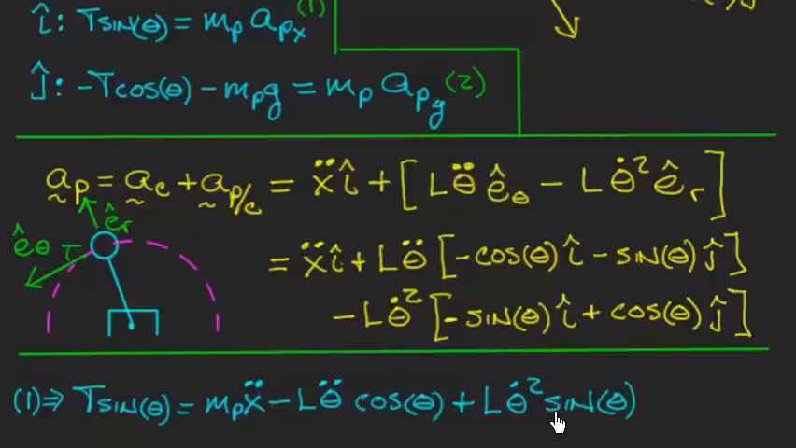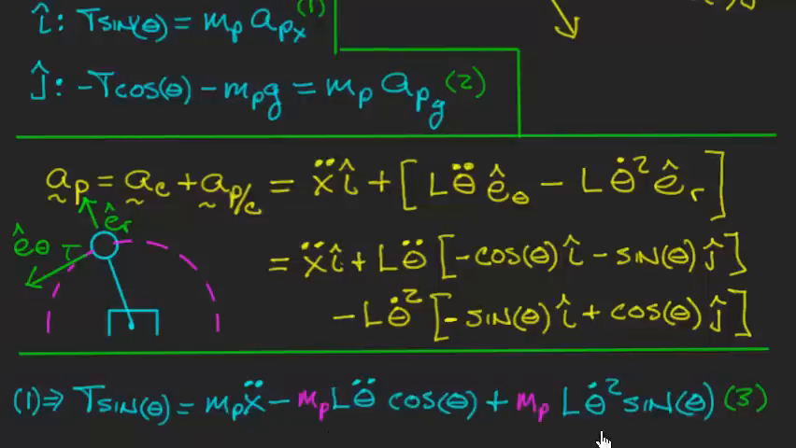So there's my new equation number one, which I'm going to call equation number three now. I just realized I made two small mistakes. I forgot to put the m_p in this term and that term as well, so let me make room for that. So there's m_p in both those equations now. So now I think it's okay, I hope.